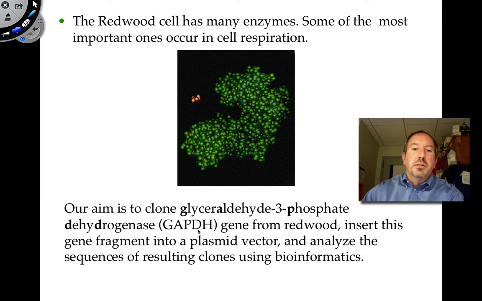How are we going to do this? How are we going to look at this gene? Well, we're going to actually extract the DNA. It sounds a little tricky, but we're going to make many copies of it, and we're going to put it into a plasmid vector, and we're going to clone it, and then we're going to sequence it using bioinformatics. So let's talk about that.